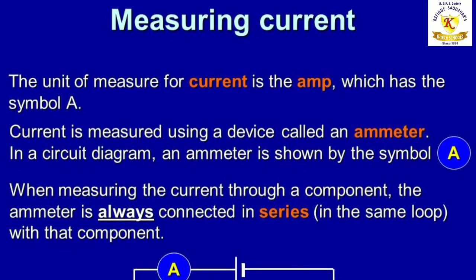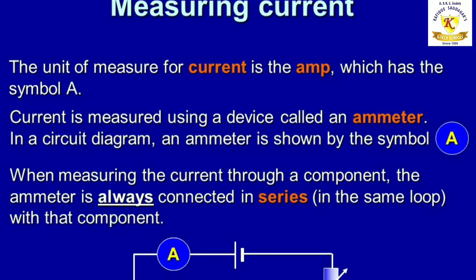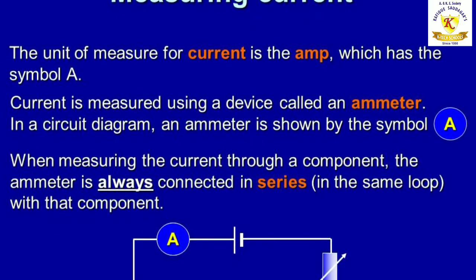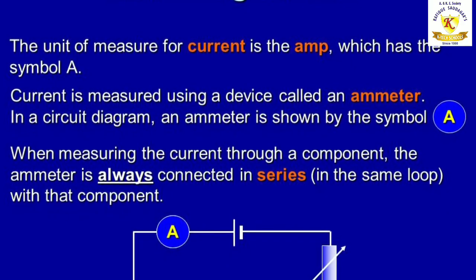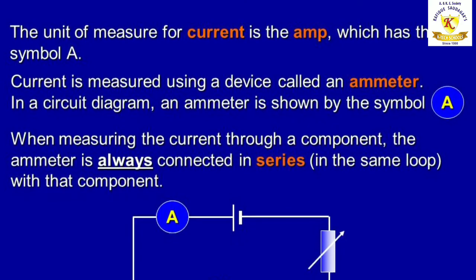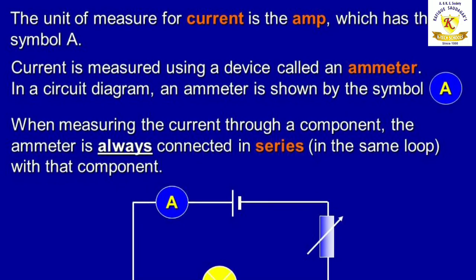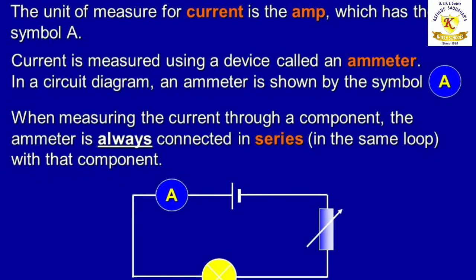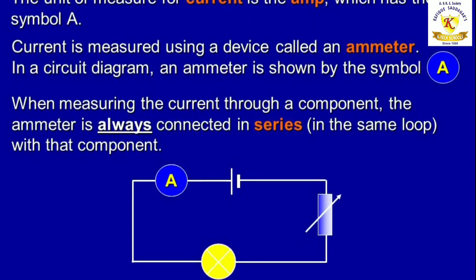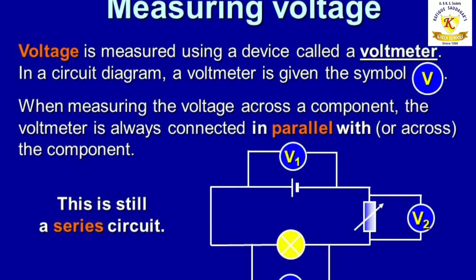Measuring current. The unit to measure current is the ampere, which has the symbol A. Current is measured using a device called an ammeter. In a circuit diagram, an ammeter is shown by the symbol A. When measuring the current through a component, the ammeter is always connected in series, that is, in the same loop with that component.